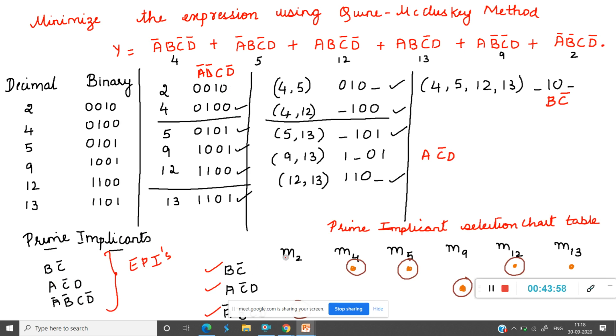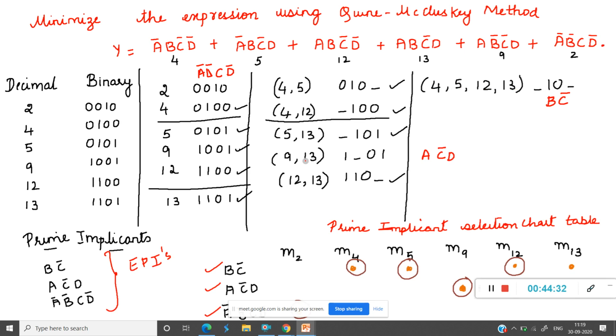So next, see here, how many are there? 2, 4, 5, 9. So I have written here minterm 2, minterm 4, minterm 5, minterm 9, minterm 12 and the last one, minterm 13. So BC bar covers which minterms? See here, this is BC bar. What does it cover? 4, 5, 12, 13. So I have written here a dot for 4, 5, 12, 13.